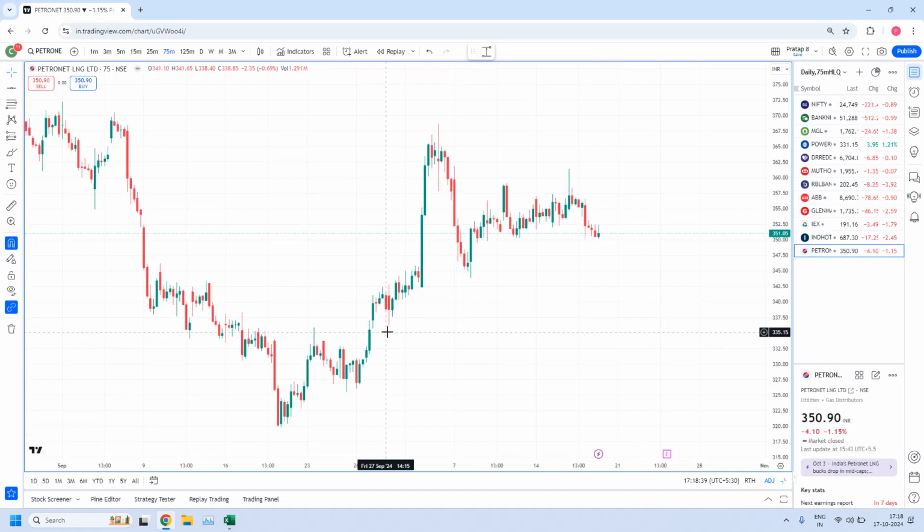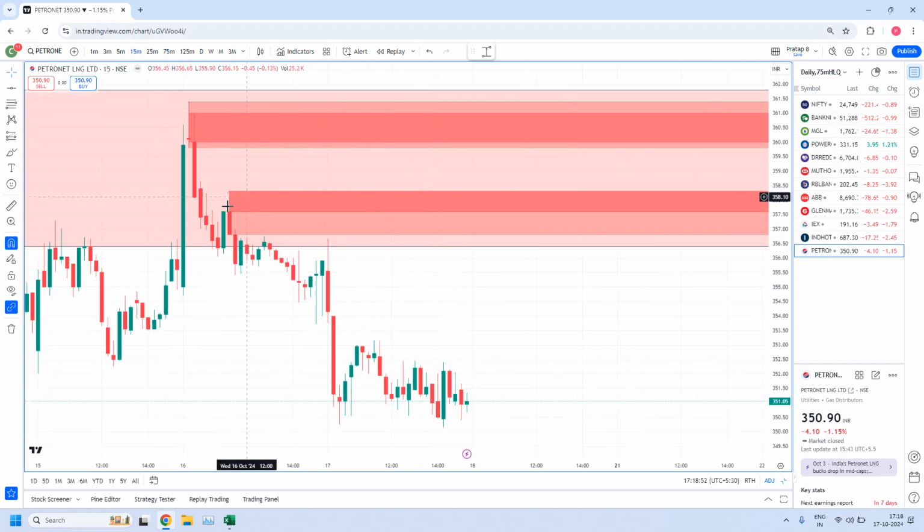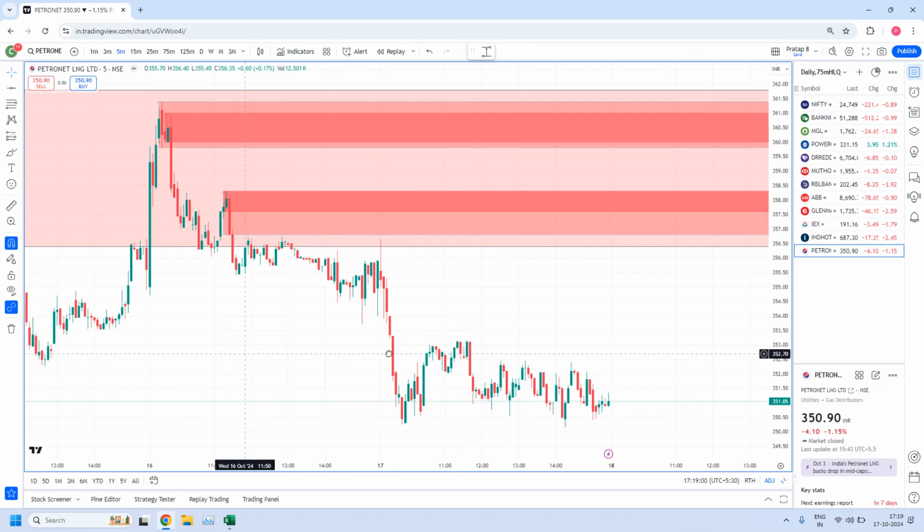And last one is Petronet. This is also a 75-minute high liquidity zone. We have a drop base drop. It is having two order flows. Let me go to the 15-minute time frame. See here you have a rally base drop. Again here rally base drop. In these two 15-minute zones we have fine-tuned 5-minute zones.